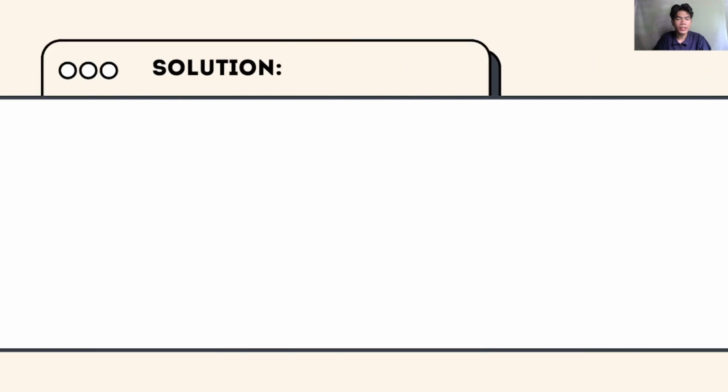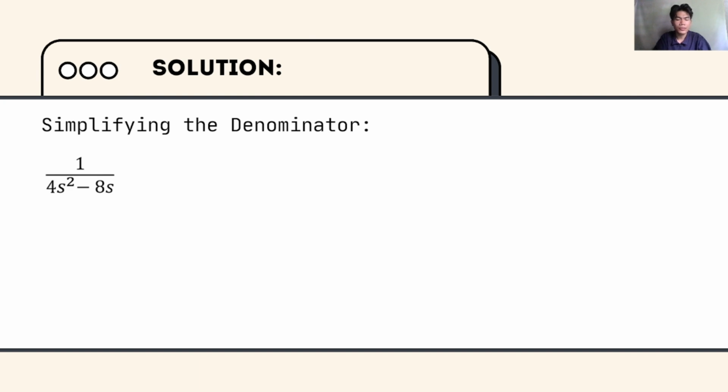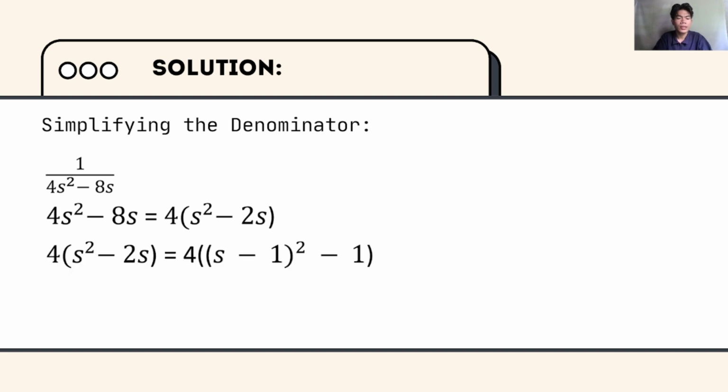First, let's simplify the denominator. The given expression is 4s squared minus 8s, and we can factor this quadratic as follows. So 4s squared minus 8s is equal to 4 times the quantity s squared minus 2s. And that is equal to 4 times the quantity (s minus 1) squared minus 1. So from our given equation, 1 over 4s squared minus 8s is equal to 1 over 4 times the quantity (s minus 1) squared minus 1.